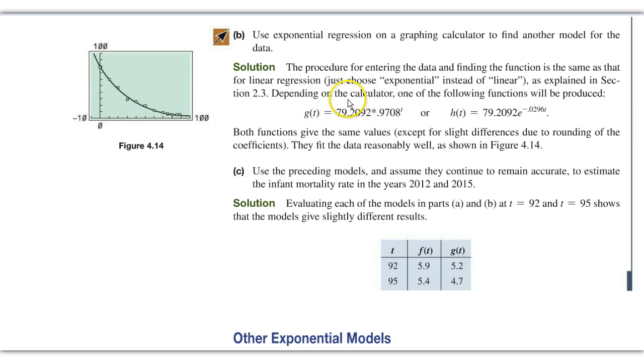So if you do some rounding, it varies just a little bit, but very, very close. All right, and then it says use the preceding model and assume they continue to remain accurate to estimate the infant mortality in this year and this year. So again, our times would be 92 and 95. And these are the values that we get.